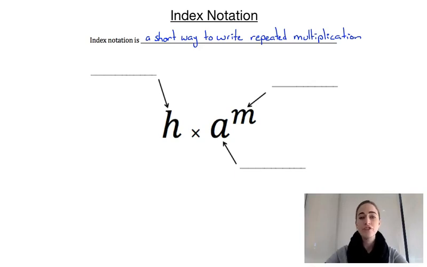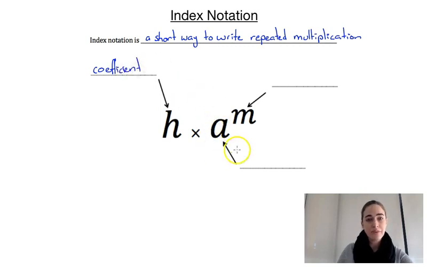In this video, I want to have a look at index notation. Index notation is just a short way of writing repeated multiplications. What it's going to come out looking like is something like this. We might have a number at the front. If we do, it's called the coefficient.